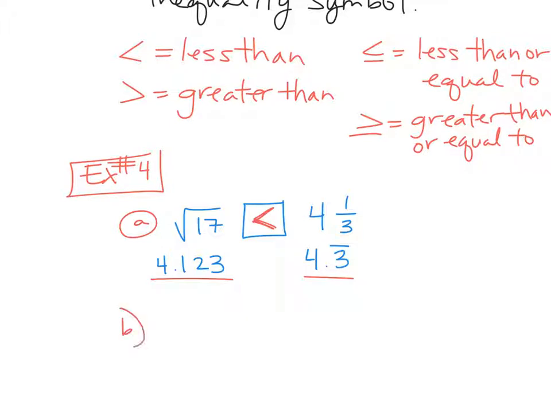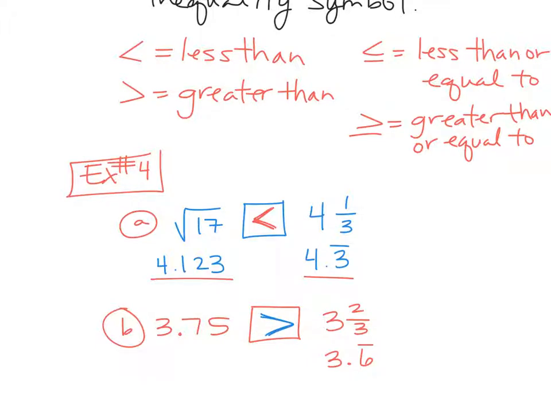How about this one? If I give you 3.75 compared to 3 2/3. 3.75 is already a decimal, so you have less work to do on this one. What's 3 2/3 as a decimal? 3.6 repeating. Which one of those is bigger? The 3.75, and you always eat the bigger one, right? So it's going to be greater than, so 3.75 is greater than 3.6 repeating. Okay? Questions on how you do those?